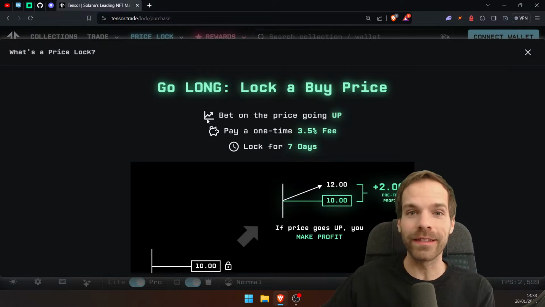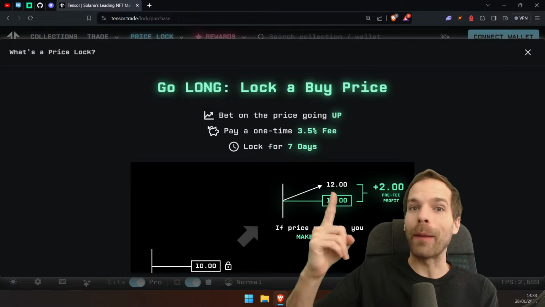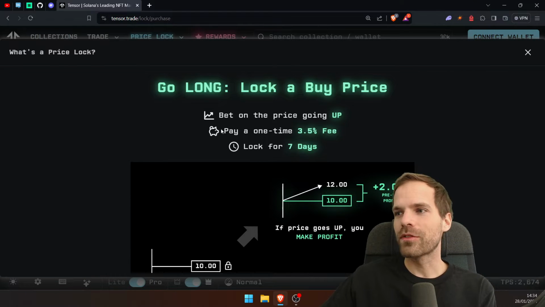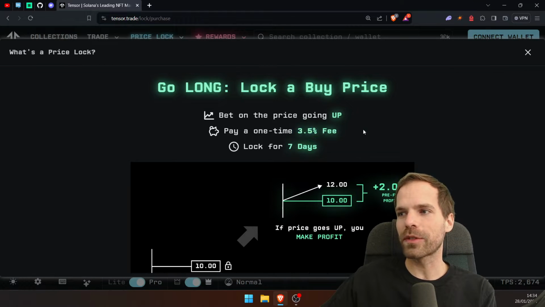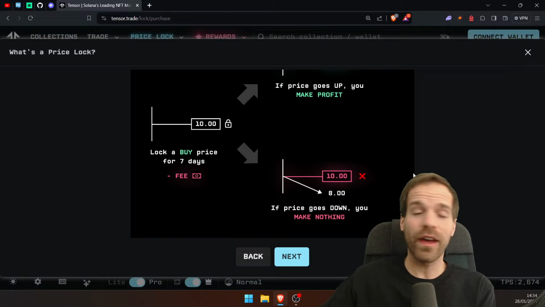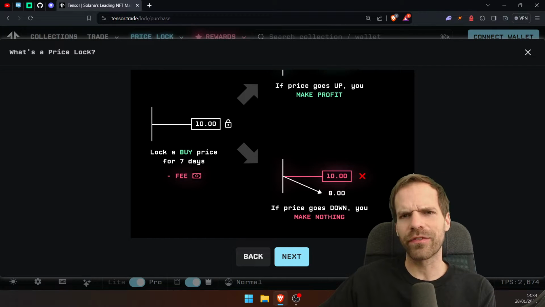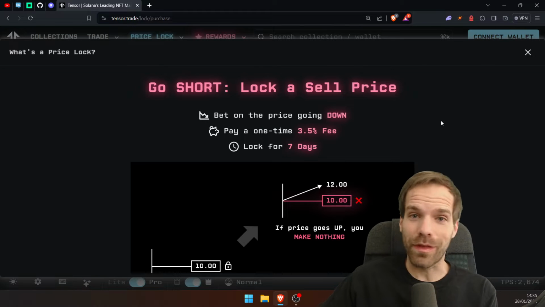Going long means we bet on the price to go up. We long something. So basically we pay a 3.5% fee and then we have that price locked for 7 days. Pretty simple. If the price is now 10, we lock in that for 3.5%. Goes up to 12, we can still buy for 10. And if the price goes down, then we don't need to buy. So that kind of sounds like an option. NFT option trading, is that it? And then short, the same thing, but the other way.